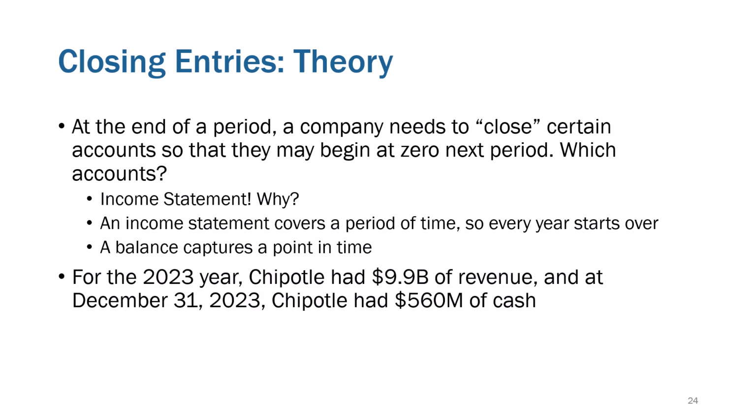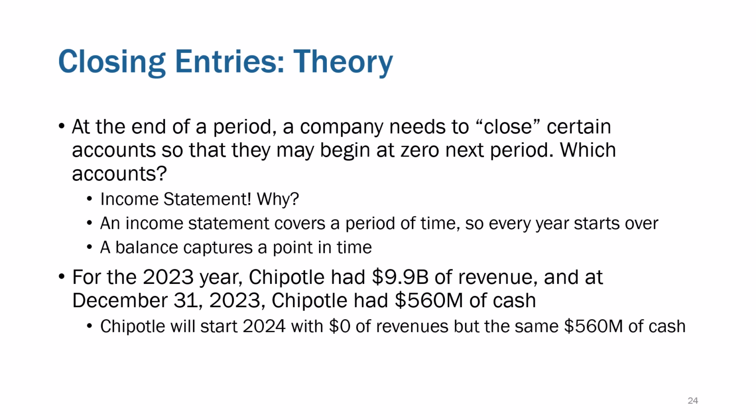Well, for the 2023 year, Chipotle had $9.9 billion of revenue, and at December 31st, 2023, they had $560 million of cash. So they're going to start the next year with no revenues, but the same $560 million of cash. So stuff like revenues gets reset. All revenues and expenses get reset. Day one of the next year, you don't have any revenues yet that year, but it's not like your cash went away. So that's another theory.